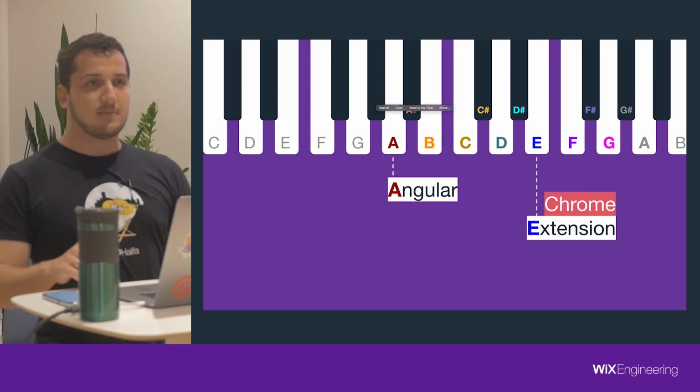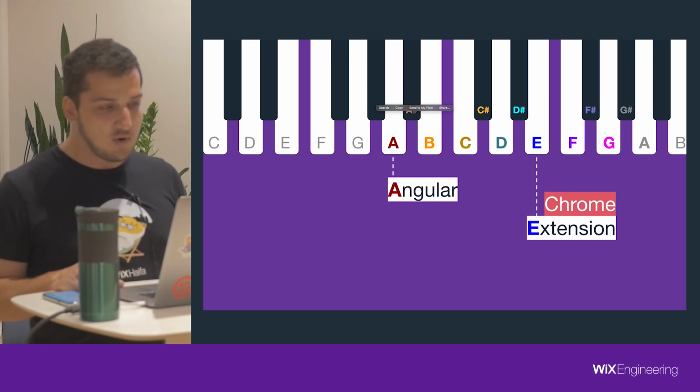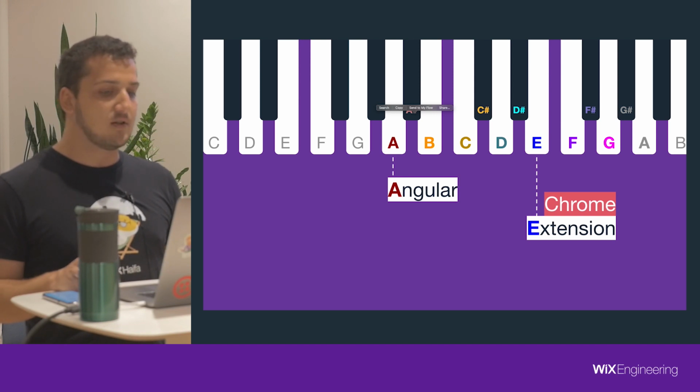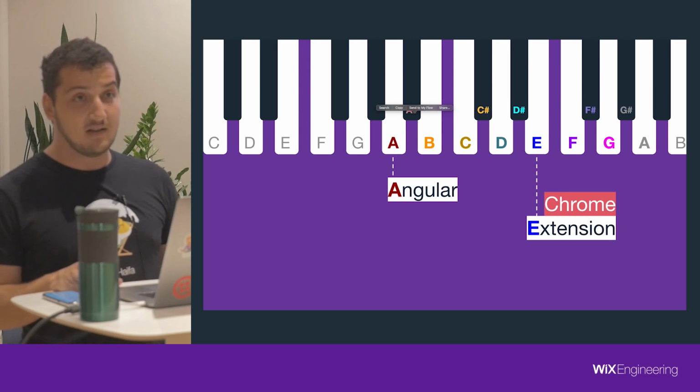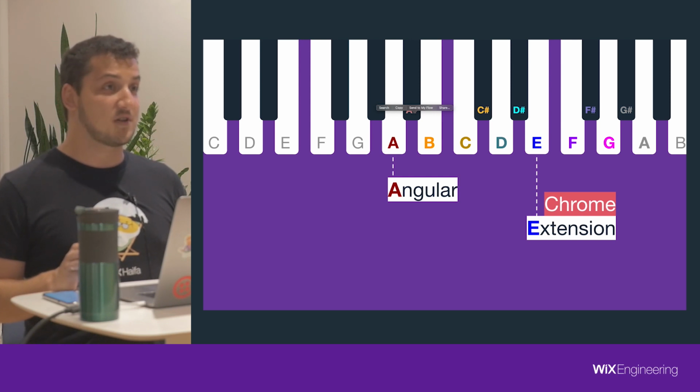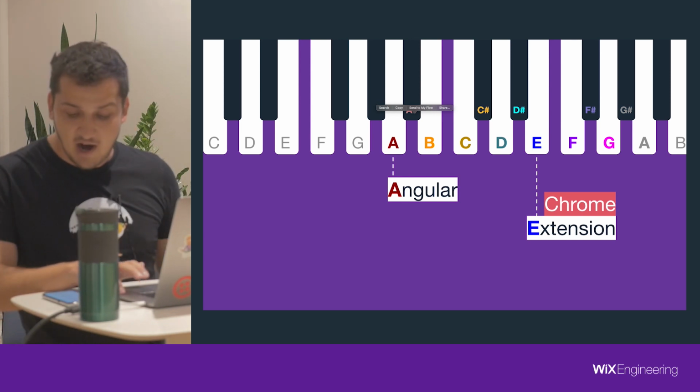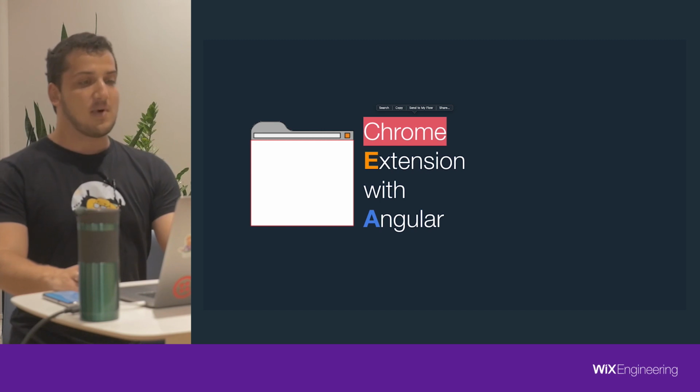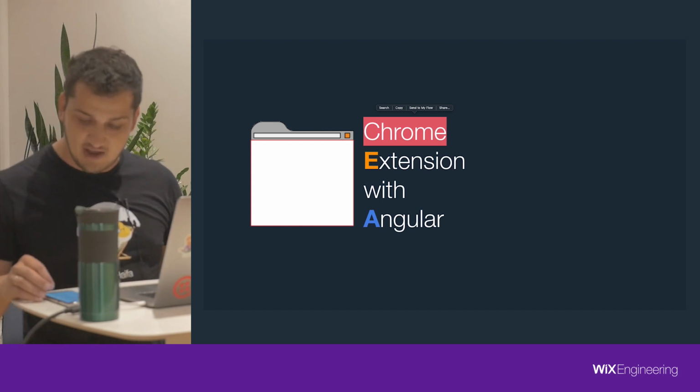Okay? So hopefully all of you have seen the title of our first talk, and the title was focusing on A and E in chromatic scale. Obviously, it's a tech meetup, so we're not going to talk about music. What we are going to talk about is developing a Chrome extension with Angular.